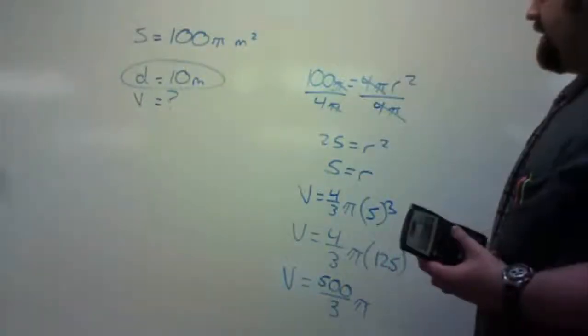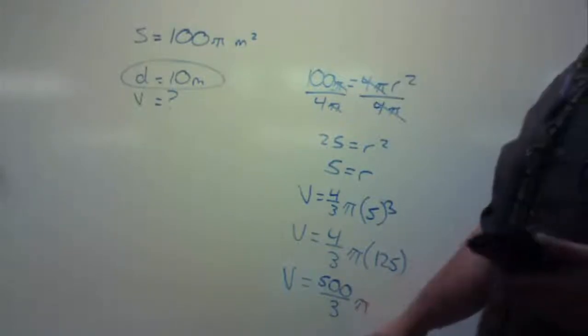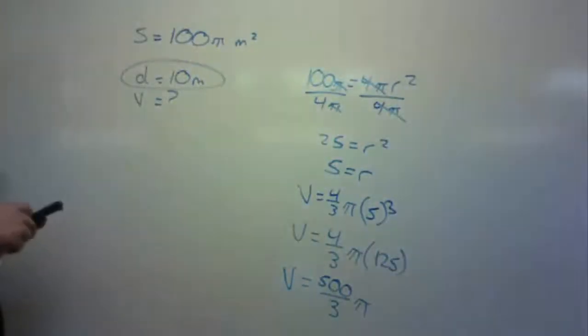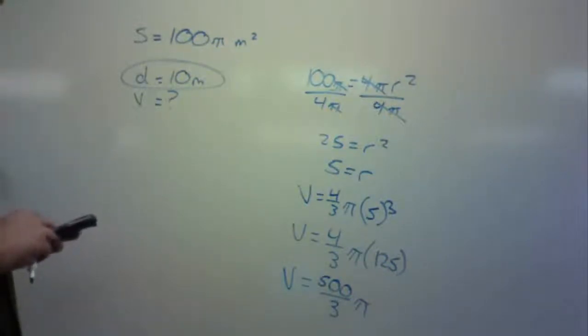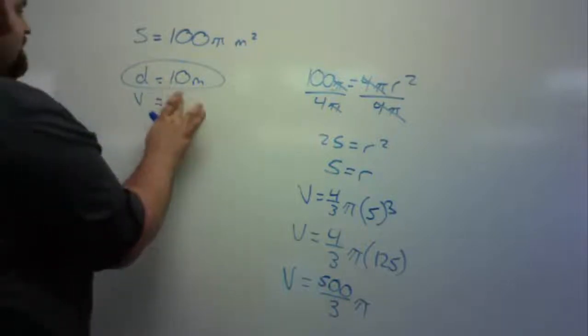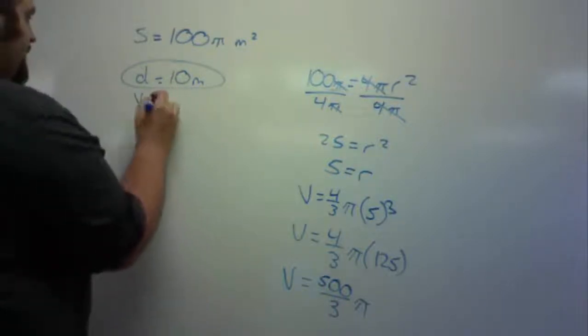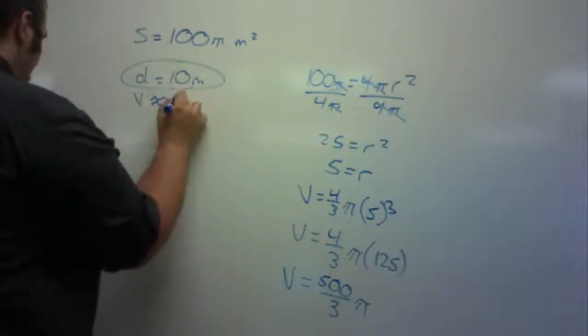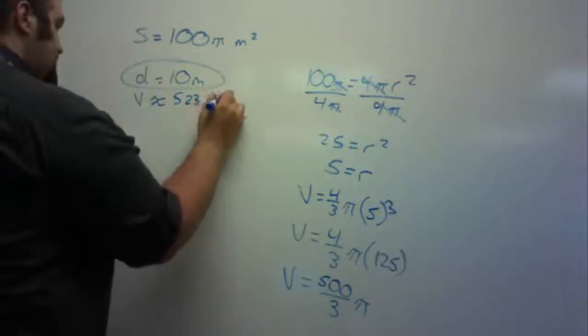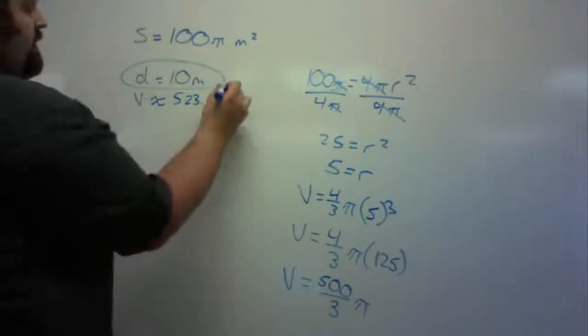And I'm fine with this answer here. However, I'm going to punch it into the calculator. 500 divided by 3 times pi. And if I did this correctly, I'm again expecting a number real close to 500. And I would get a number that's 523.60 meters cubed.